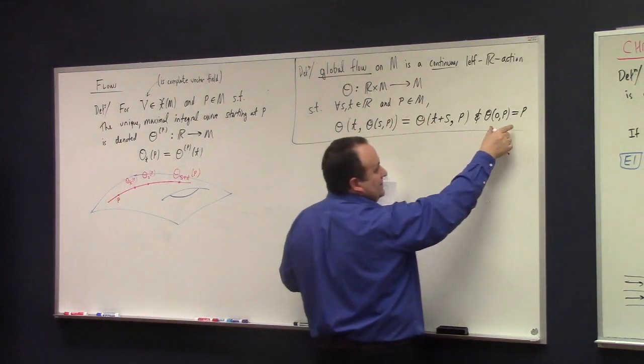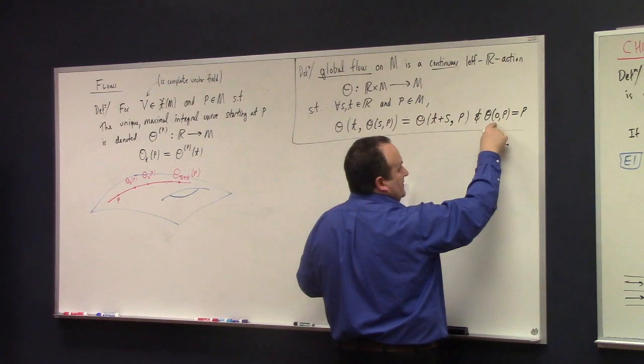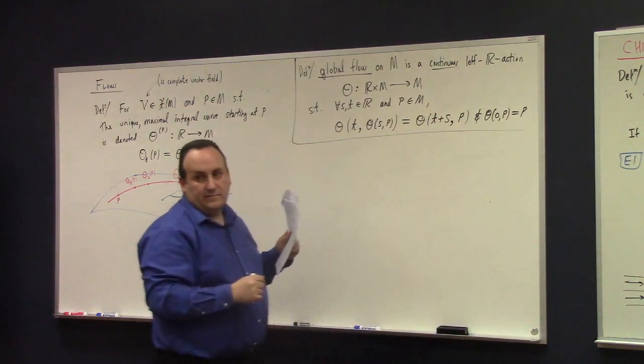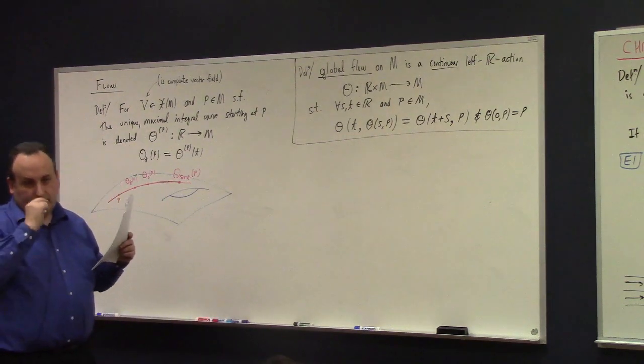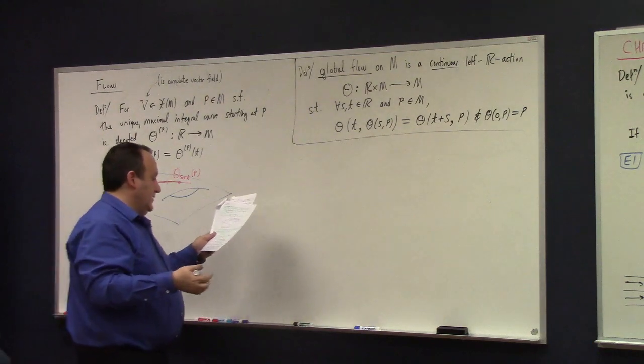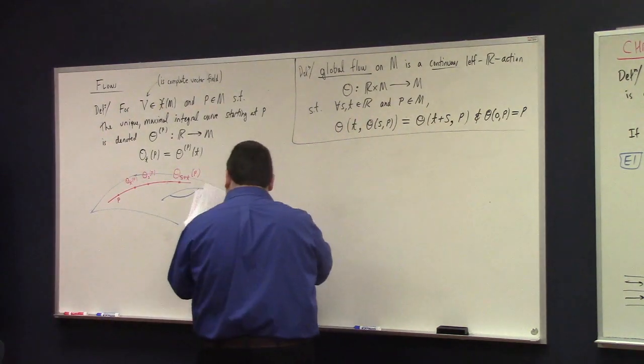And this is the eins element of the group, acting as the identity map on the manifold. Those are the two things we need for a group action. Now, once you have this, then we can do other things.